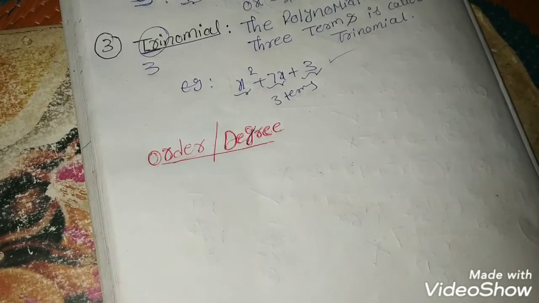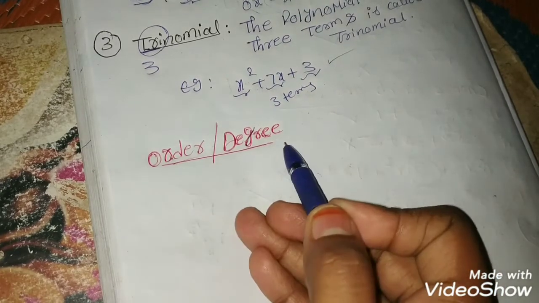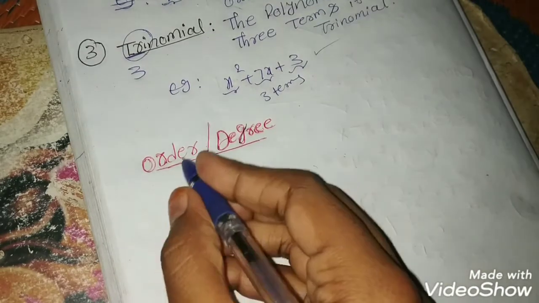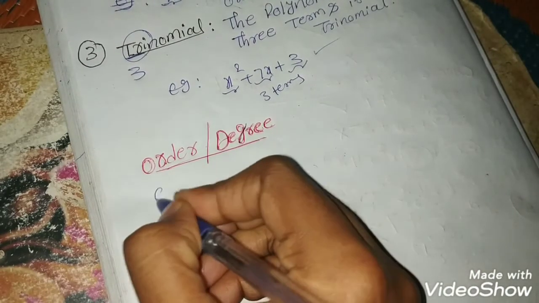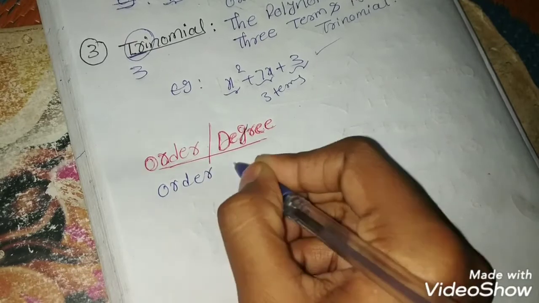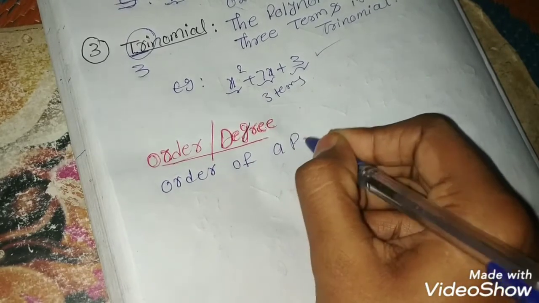Understand? So now let's discuss order or degree. We can call it order or degree. Okay, what is this? What is the order of a polynomial?